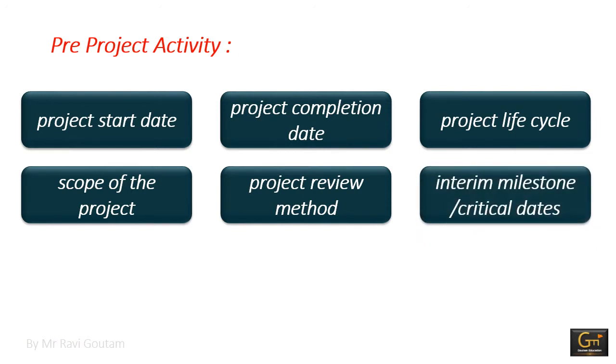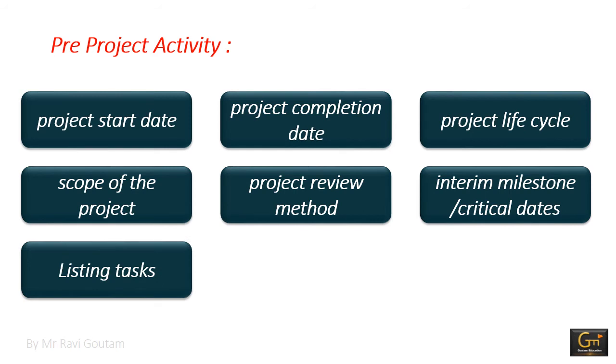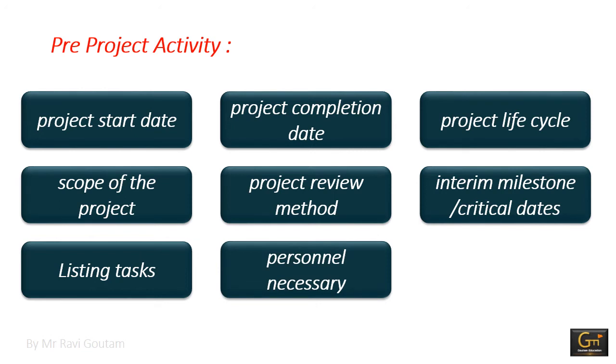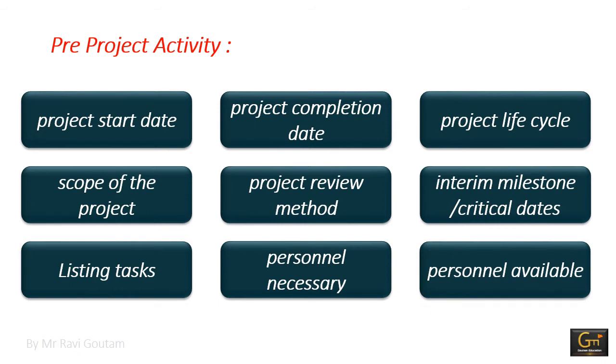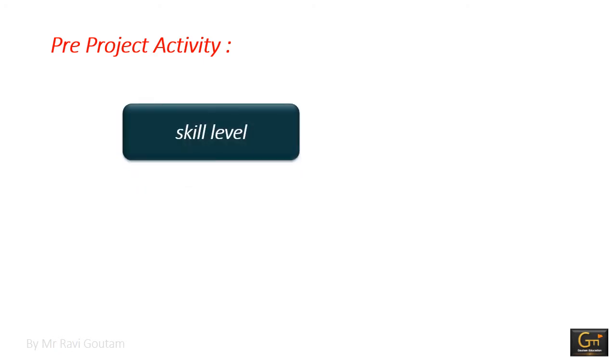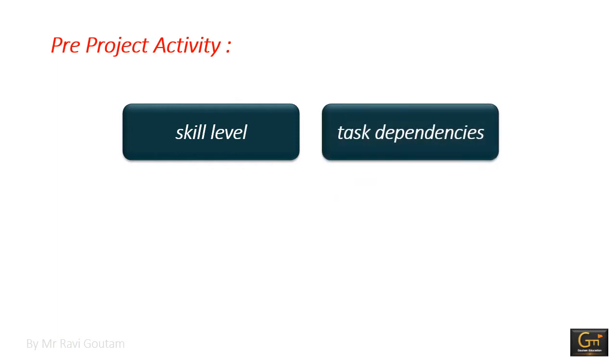identify any predetermined interim milestones or other critical dates which must be met, listing tasks by project phase in the order in which they might be accomplished, estimating the personnel necessary to accomplish each task, then estimating the personnel available to accomplish each task, then determining the skill level necessary to perform each task, then determine task dependencies.